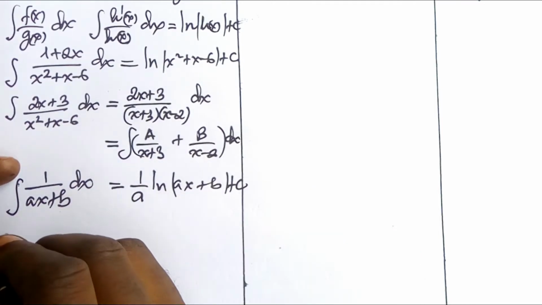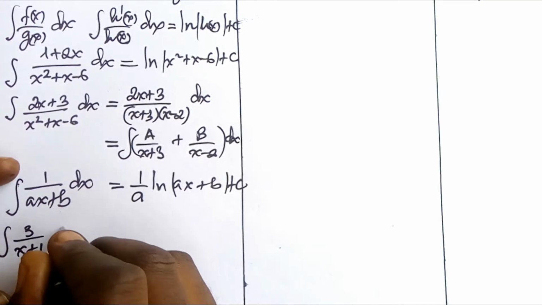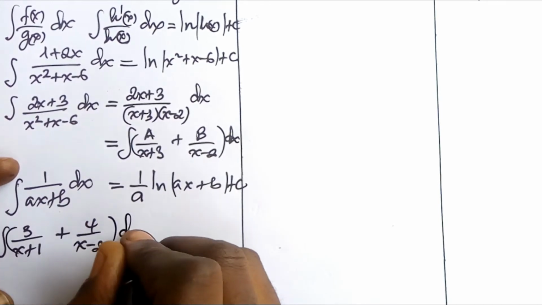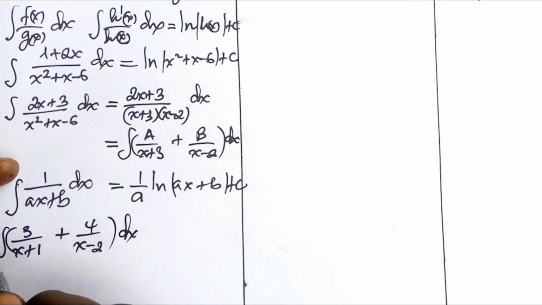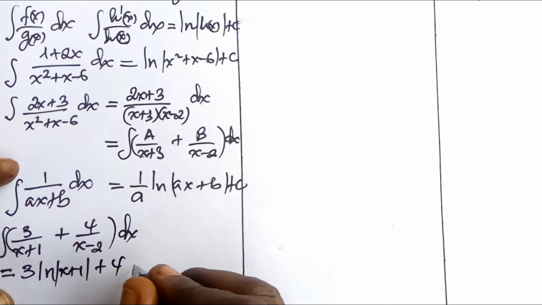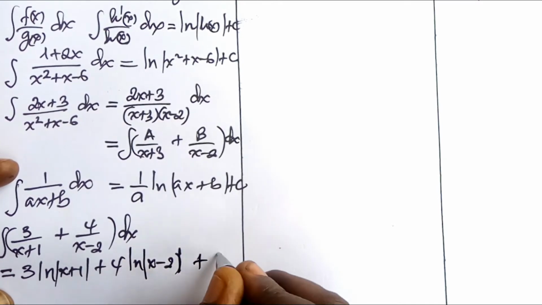So if at some point I have done my partial fractions and I get 3 all over x plus 1 plus 4 all over x minus 2 to integrate, my result would be 3, the constant, times ln of the denominator x plus 1, plus 4, again the constant, times ln of the denominator, which is x minus 2, plus c.